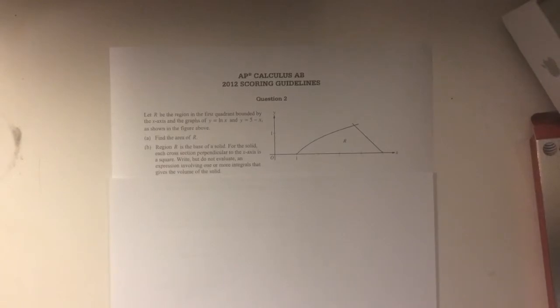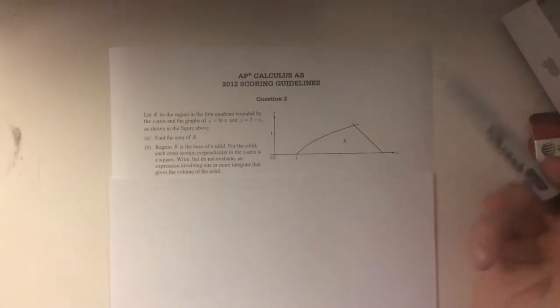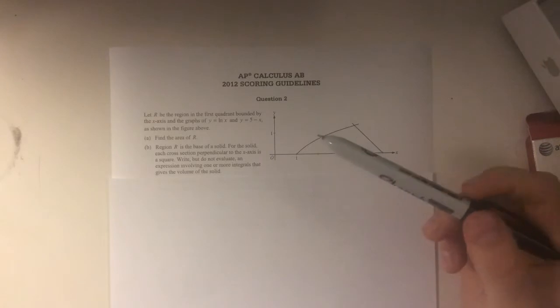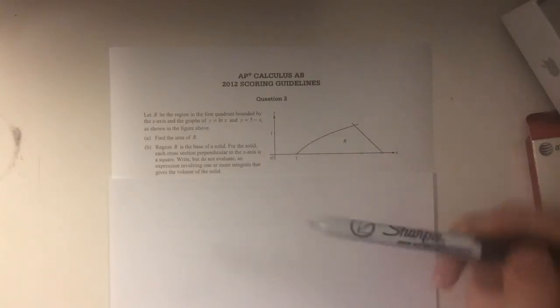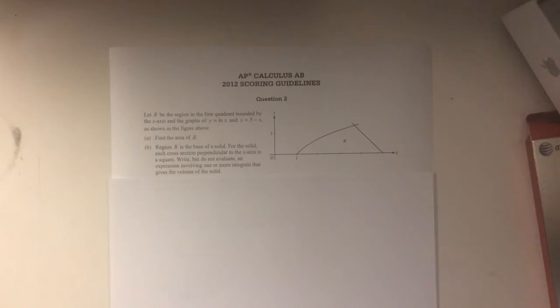Alright, for part B, it tells us that region R is the base of a solid. For the solid, each cross-section perpendicular to the x-axis is a square. Write, but do not evaluate, an expression involving one or more integrals that gives the volume of the solid.